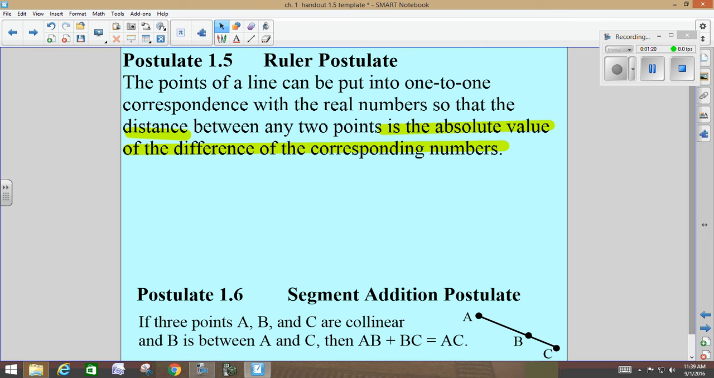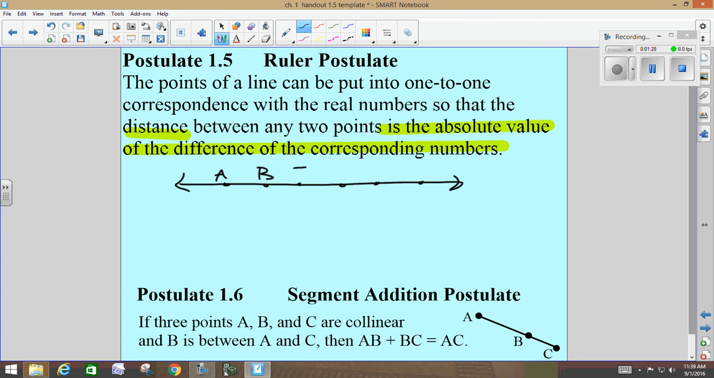So, what this is saying is that if I take a line and I have my points on it, I can take those and put them on a number line. I can give them one-to-one correspondence with real numbers. Definitely not drawn to scale there. They're not evenly spaced. But I was able to take those points and put numbers with them. To find the distance between them, I take the absolute value of their difference.